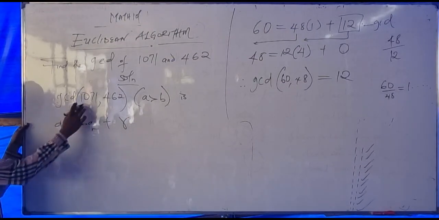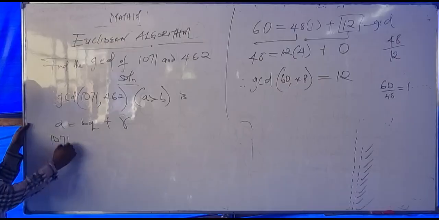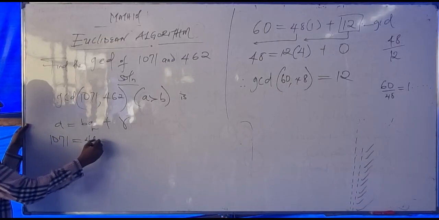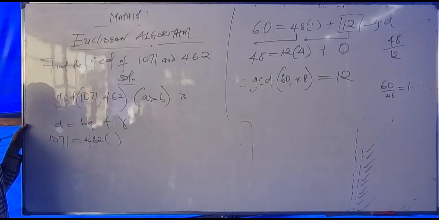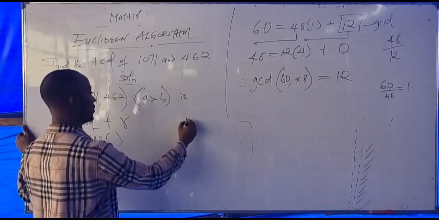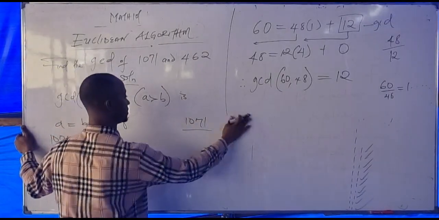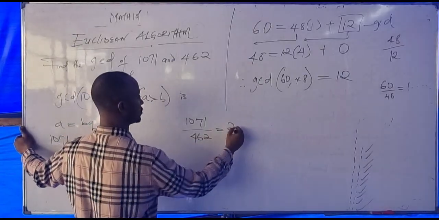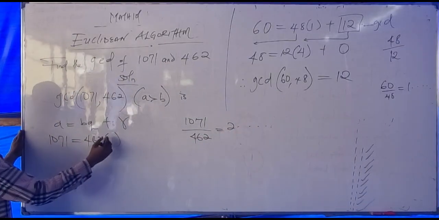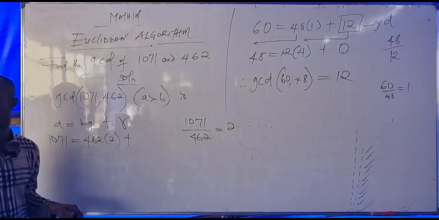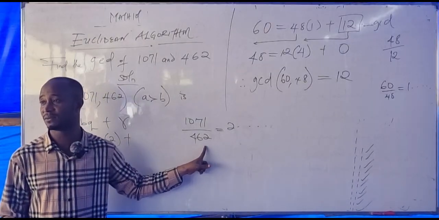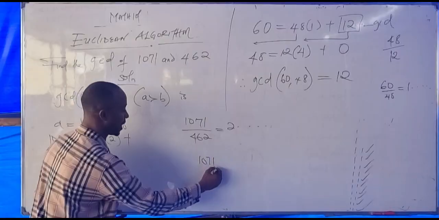What's that A? 1071 equals to, now what's that B? 462. Let's find our quotients. What do you do? 1071 divided by 462 is 2 point something. So my quotient is 2. Remember, how do you get the remainder? Multiply 2 by 462. What do you have? So that means 1071 minus what?